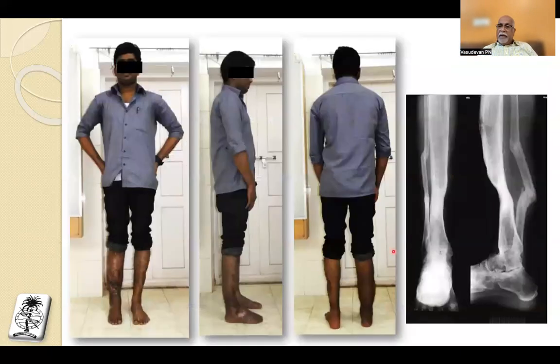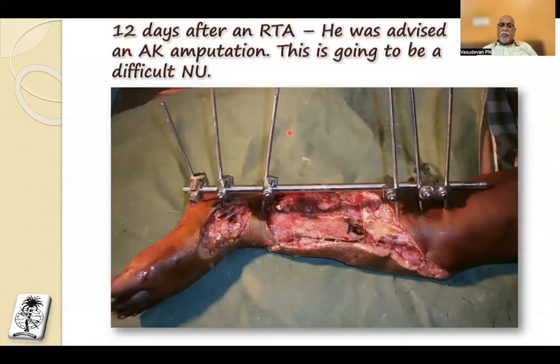And that's what I did. You can see the final union. And this equinus was corrected. The ankle unfortunately got fused, but his function was reasonably good.